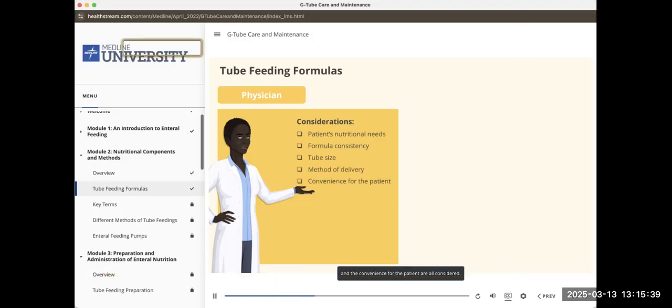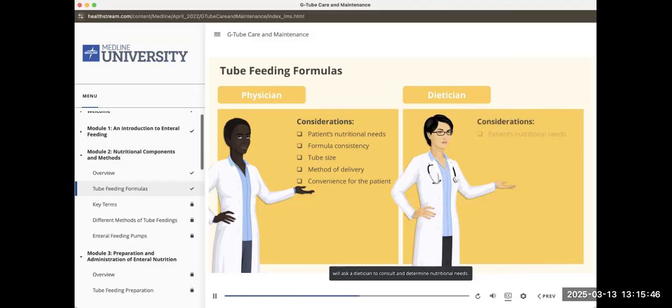are all considered. Many times, the primary care provider will ask a dietitian to consult and determine nutritional needs. Dietitians will also calculate water needs and determine the amount needed to flush the tube when administering medications. Dehydration or malnutrition can occur when the patient's nutritional needs are not met.